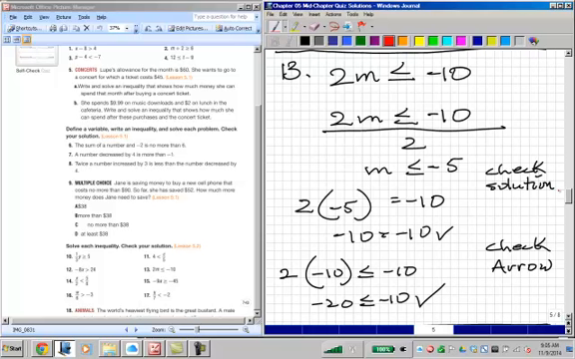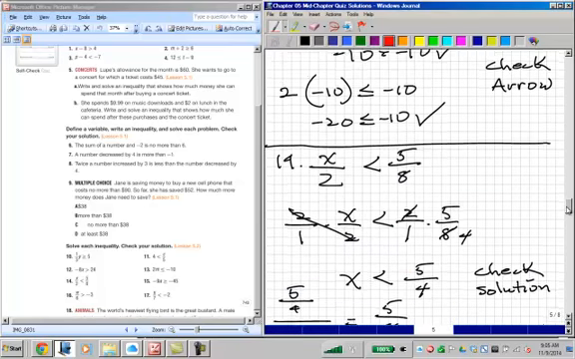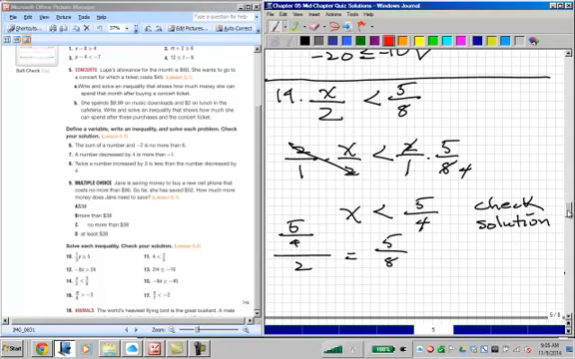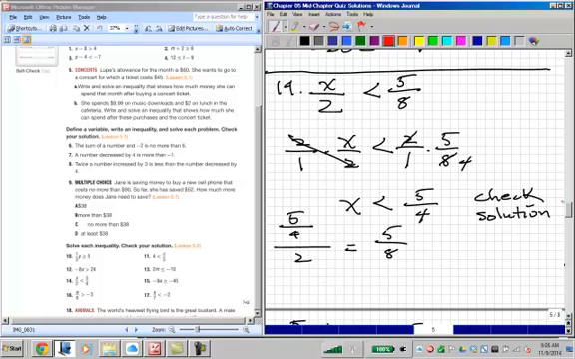Now notice I could have used any number less than or equal to negative 5. I could have used negative 5.1, 6, 7, 8, 9, etc. I just happened to pick negative 10. Just make sure you pick a number that's in the solution area. Okay.